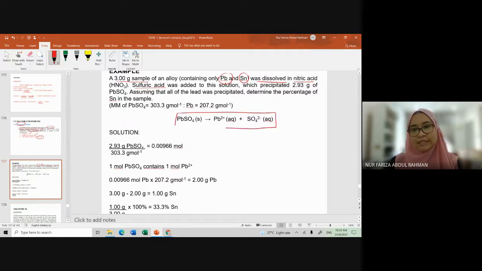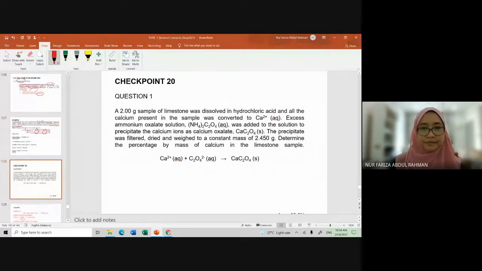When it dissolves, this is the reaction that may take place. The ionic part of the compound will dissolve and separate into its ions, and so on. The question is asking us to determine the percentage of tin in the sample. So we have a checkpoint for that.